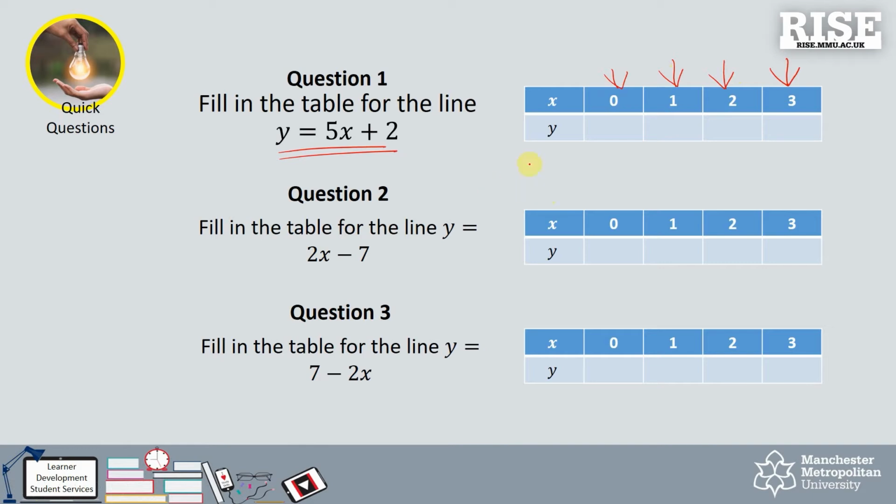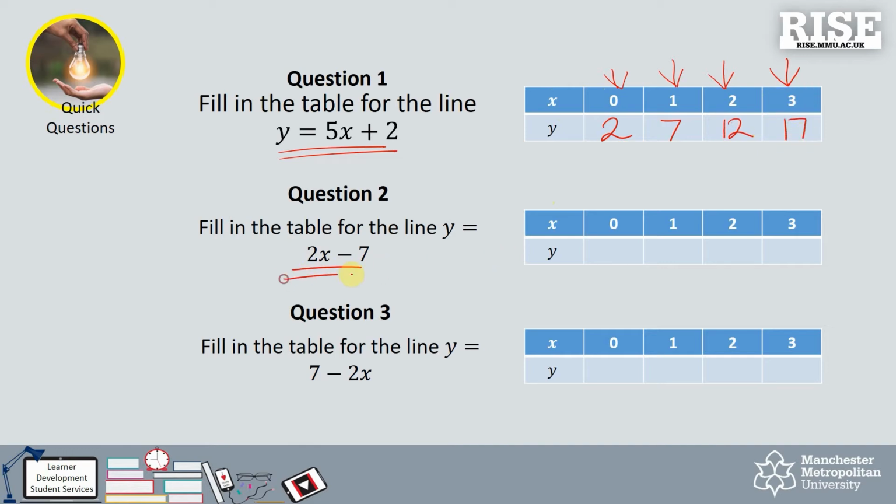Okay, let's fill in these tables together then. If x was 0, 5 times 0 plus 2 is 2. 5 times 1 plus 2 is 7. 5 times 2 plus 2 is 12. And 5 times 3 plus 2 is 17.